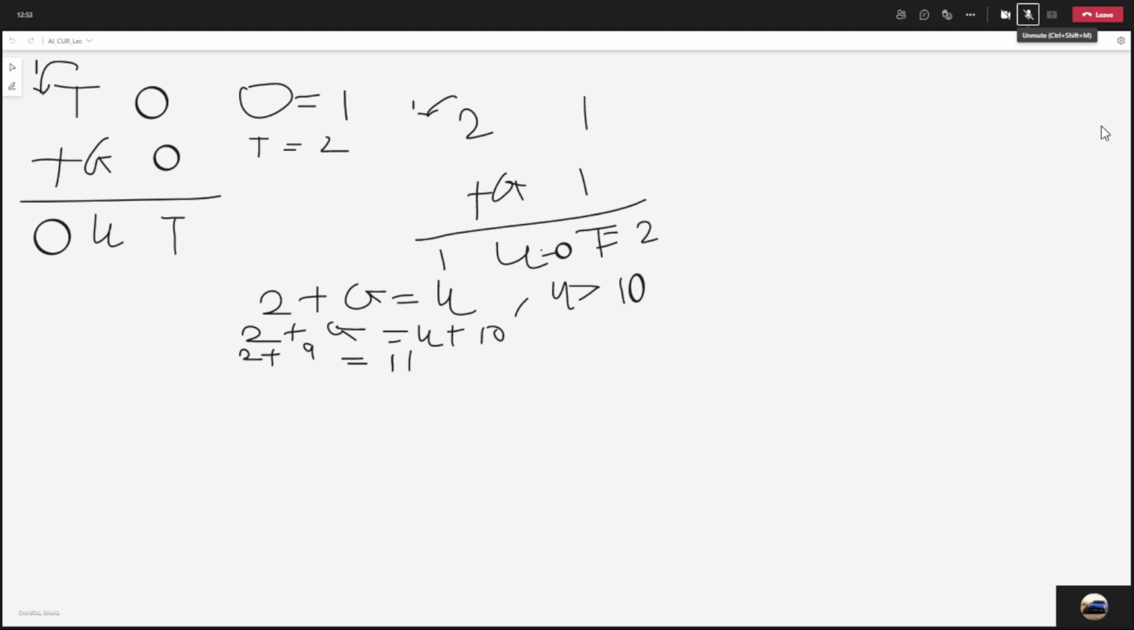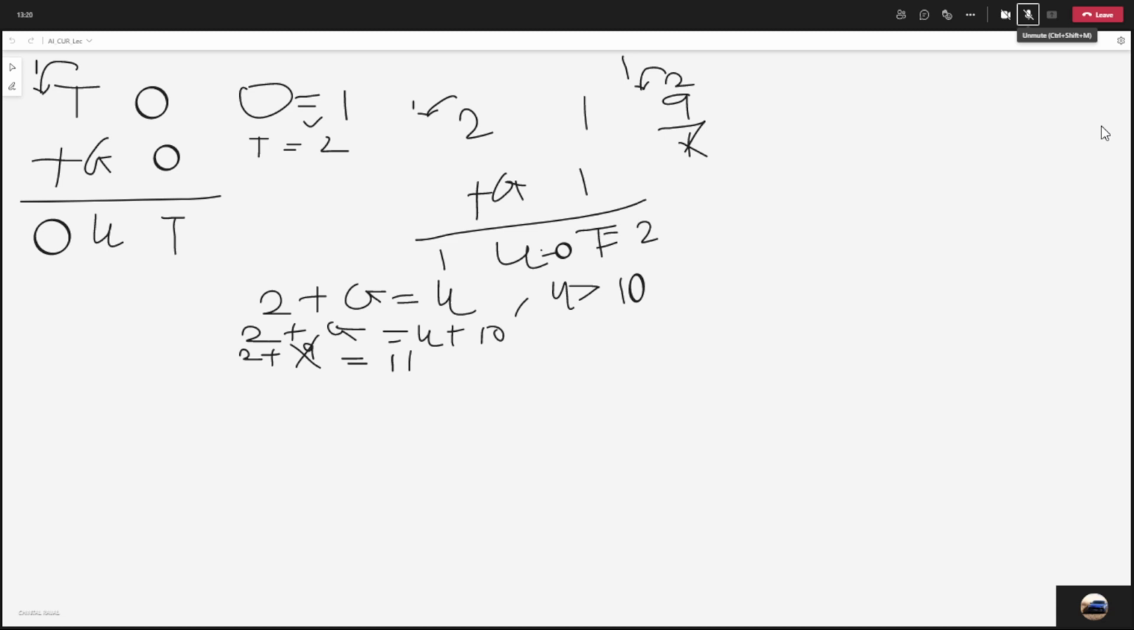This is not possible because if 2 plus 9, here you get 11, there is a 1 carryover. But this value 1 is not possible. This will lead to a conflict with my value of O. 1 is already assigned to O. So this is not possible. So the value of G equal to 9 is not possible.